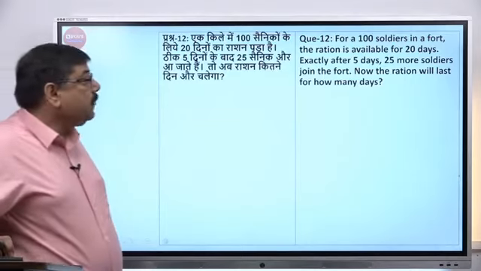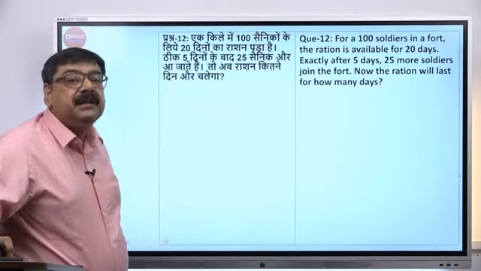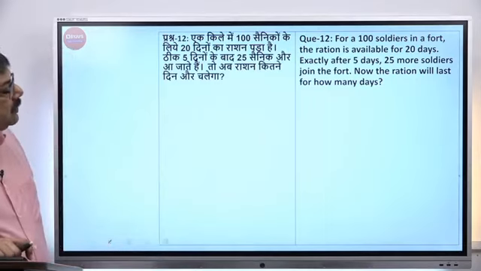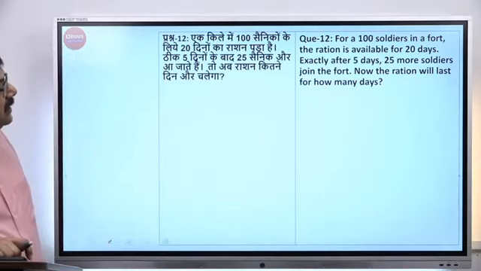This is one of the favorite questions of the paper setter. All right, please try to solve this. For 100 soldiers in a fort, the ration is available for 20 days. Exactly after 5 days, 25 more soldiers join the fort. Now the ration will last for how many days?